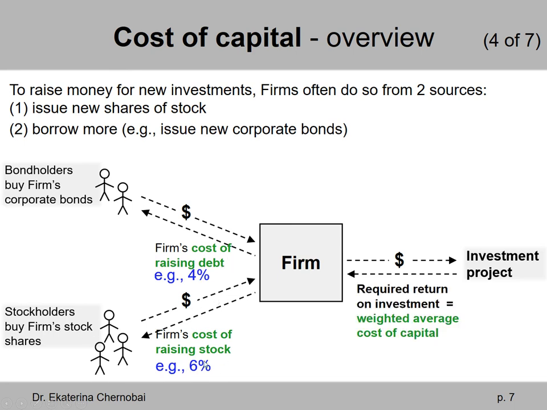The average of 4% and 6% is 5% if we assume that equal amounts of money came to the firm from these two groups of investors. So 5% is the simple average of 4% and 6%. And what we can now say is that 5% is the bare minimum that this firm needs to earn every year from new investment projects on the money that it invests at the beginning of the project. So this is the required annual return on the money invested into any new investment project.